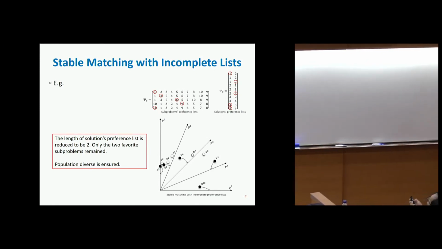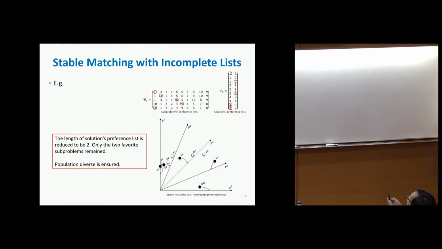Okay, so now we reduce the preference list to 2. So the solution is only allowed to keep 2 choices of subproblem. With this very simple modification, you will see that we solve the problem of the traditional MOEA stable matching. Before, we assigned all these solutions to the problems 2, 3, 4, 5. But if we only allow two choices, then obviously X9 can be assigned to P4, right? So in this case, X1 to P1, X3 to P2, X6 to P3, X10 to P5.